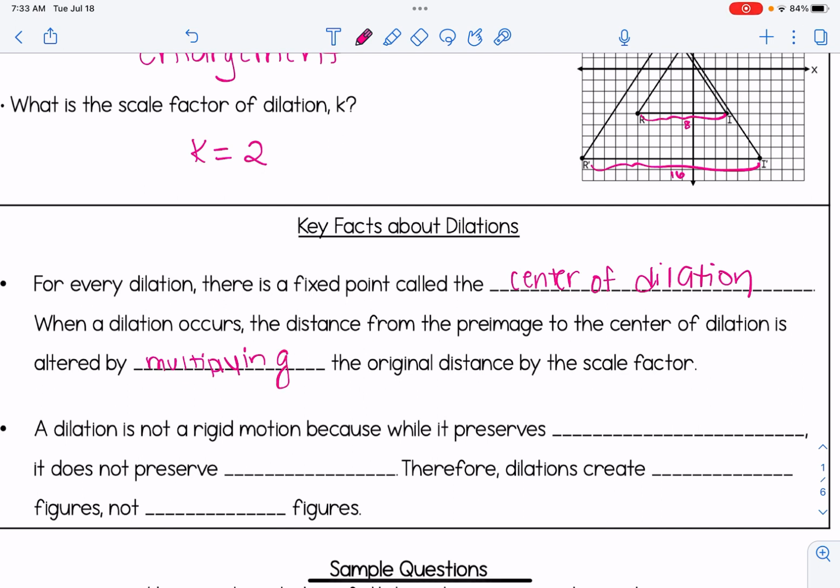For our second bullet point, a dilation is not a rigid motion because while it preserves angle measure, the angles do stay the same under a dilation, it does not preserve length. We can see that in the diagram we looked at above, the length of the side was doubled, therefore length was not preserved. Therefore, dilations create similar figures, not congruent figures. We've talked about other transformations such as reflections, rotations, and translations. Those are rigid motions. Those create congruent figures. Dilations do not.